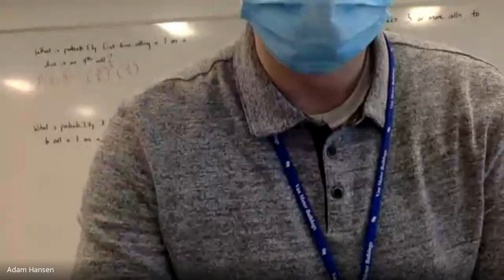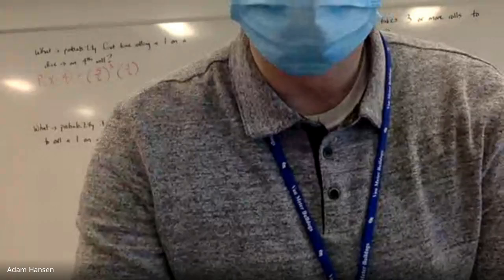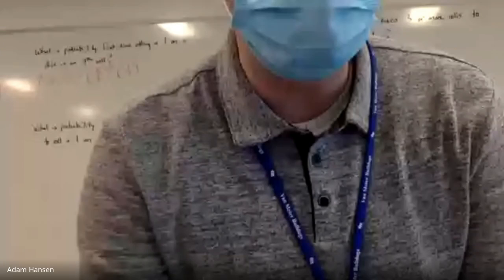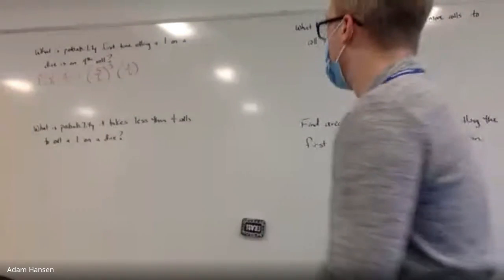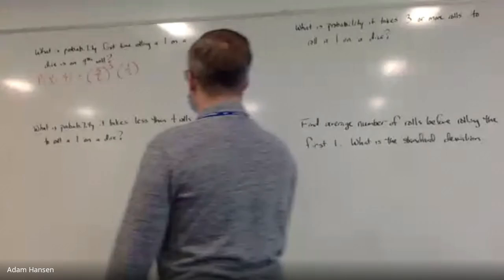So type that into a calculator. 5/6 to the 3rd, times 1 out of 6. It's about 0.0965. Less than 10%.